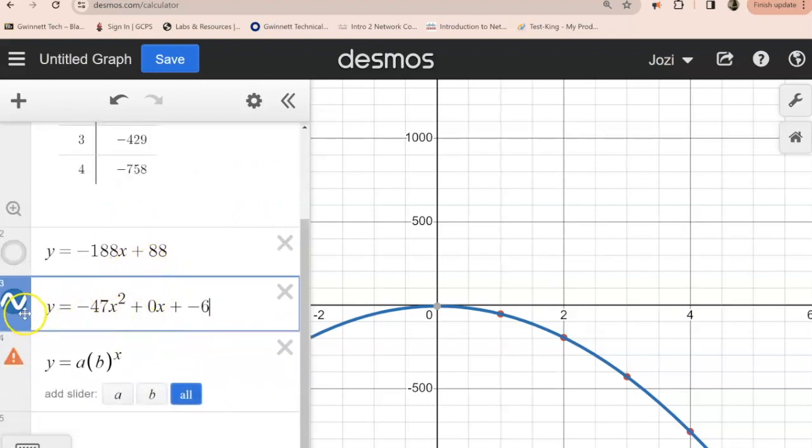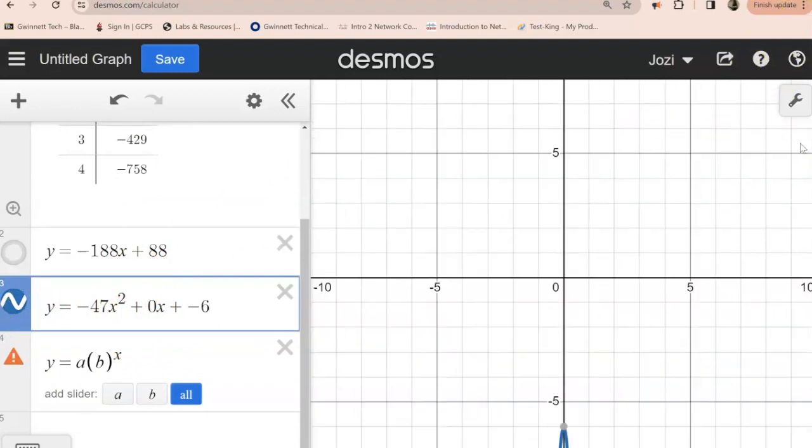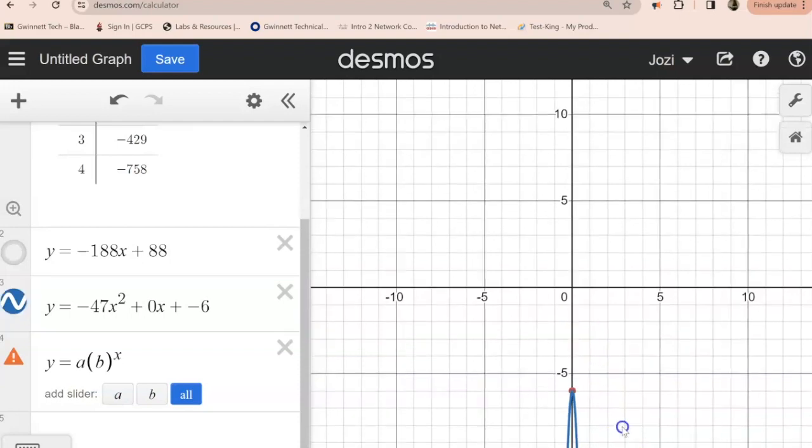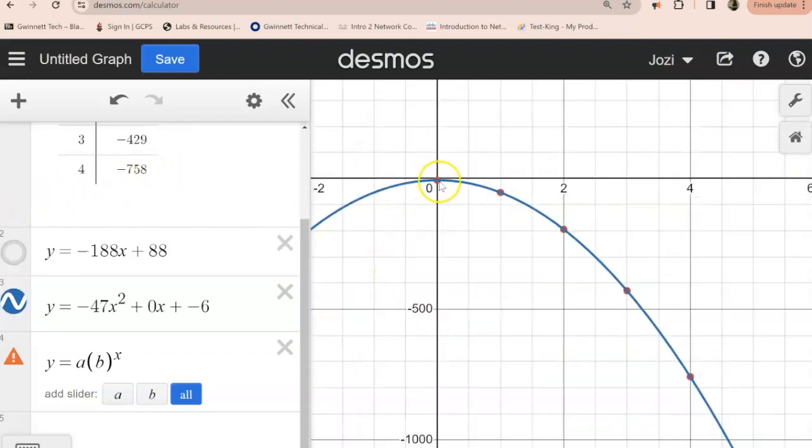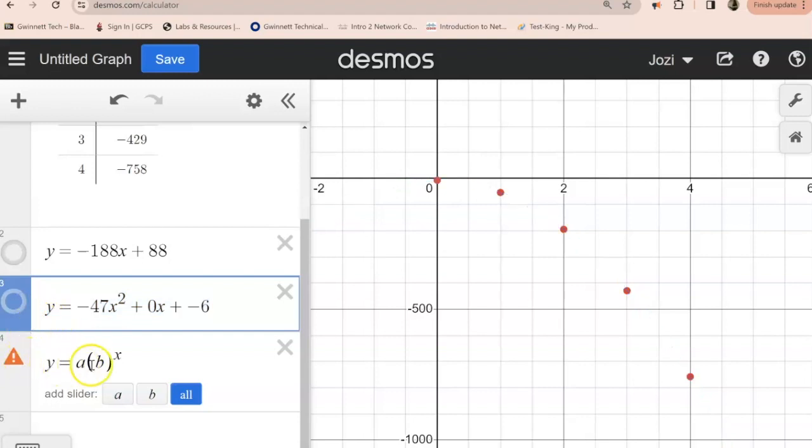And now I'm looking at the blue line. Did it go through every single dot? Let me go back to zoom fit. Did it go through every single dot? Exactly, it did. So this one is quadratic. All right, I'm going to hide that for a second.